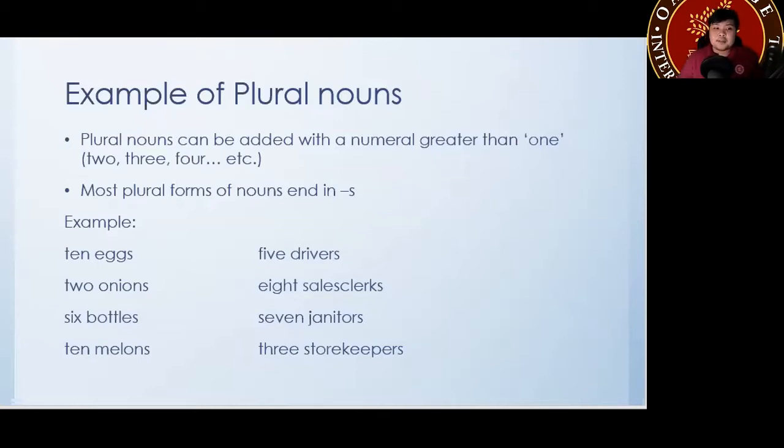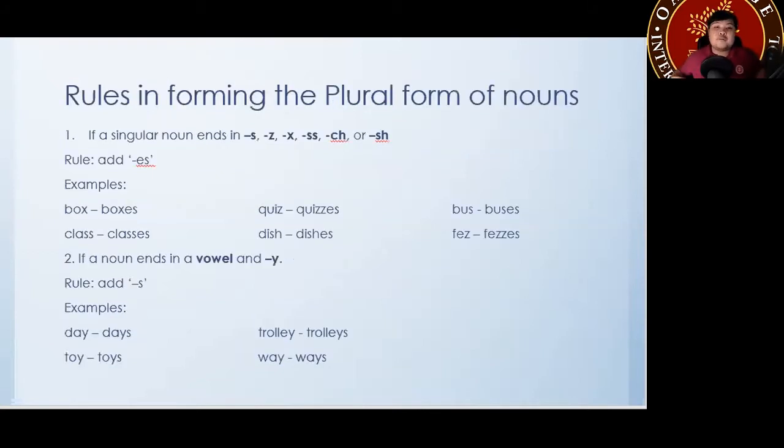Now, to give you specific rules for forming plural nouns, I did mention that most plurals of nouns end in s. So, how do you know if it has to end in s or es? Because in certain rules, you have to add es to a noun to make it plural. That's what we're going to be discussing next: rules in forming the plural form of nouns.